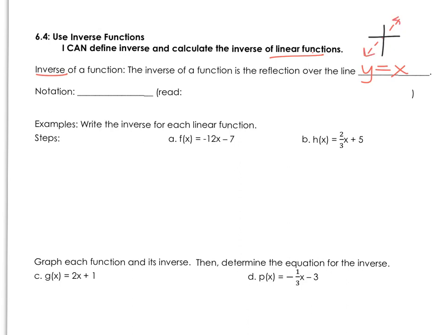You probably did work with reflections in geometry, but we did more shapes and ordered pairs, versus now we're going to look at actual linear equations. The notation for an inverse function is f with a -1 and then an x in parentheses. And we read this as f inverse of x.